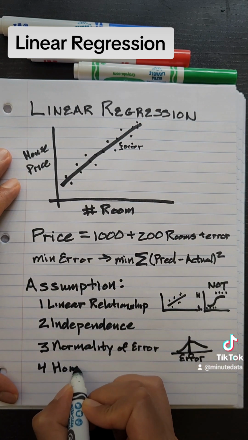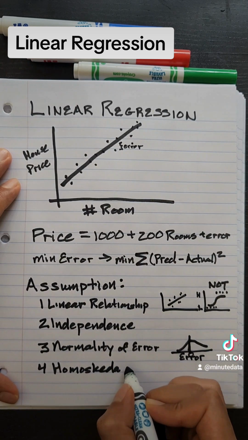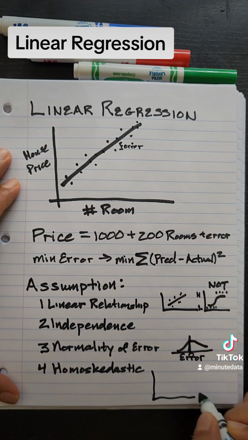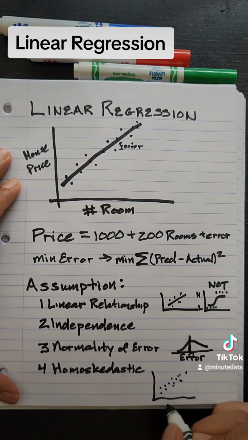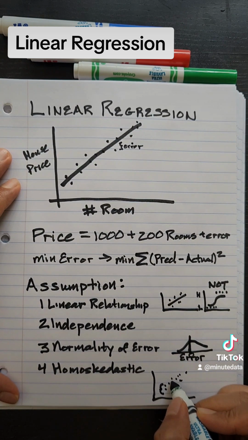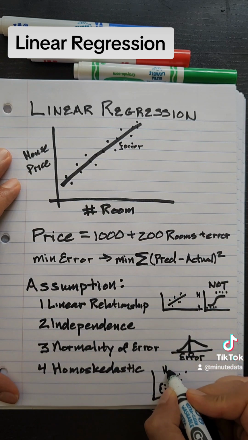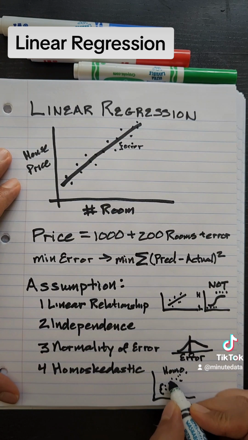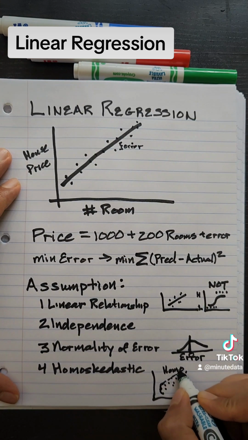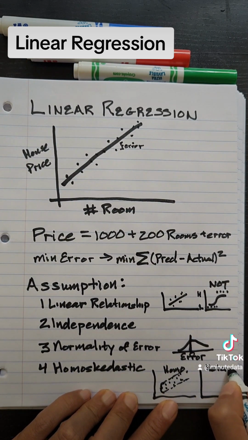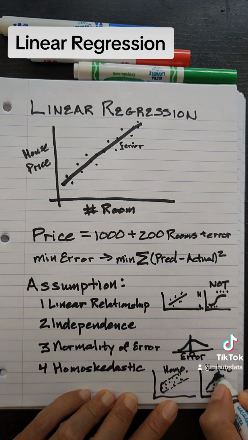Fourth, homoscedasticity. As you increase in whatever your x variable is, your rooms, the distribution of the errors is roughly the same in terms of how spread out it is. So this is about homoscedasticity. Roughly, as you increase in x, the error is roughly around that much. Versus something that's heteroscedastic, your error might actually increase as you increase in x.